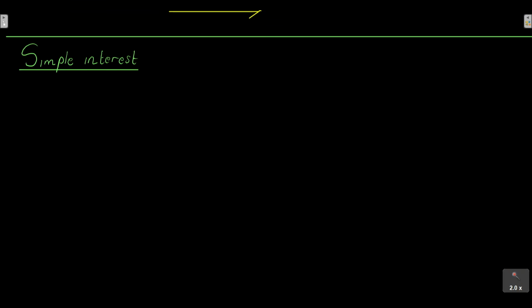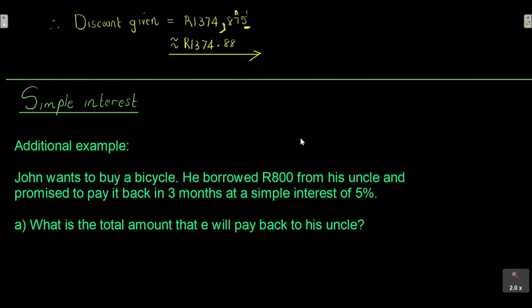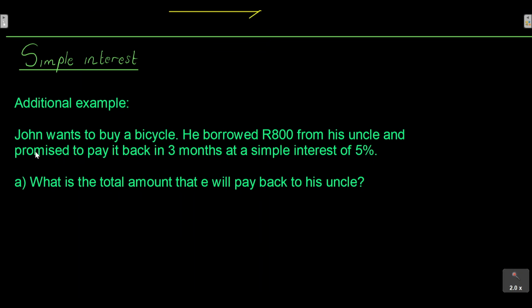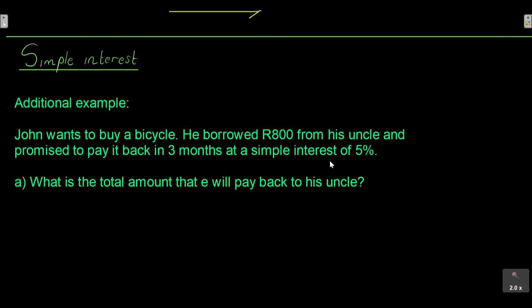Let me just give you a quick example to help you understand the concept of simple interest. It says John wants to buy a bicycle. He borrowed 800 rand from his uncle and he promised to pay it back in 3 months at a simple interest rate of 5%. What is the total amount that he will pay back to his uncle?